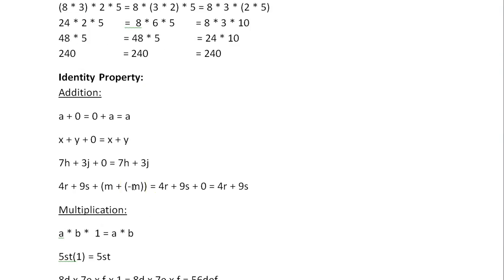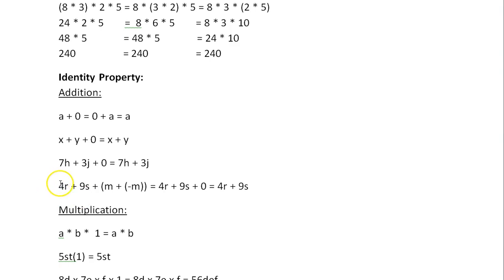Okay, moving right along, we're going to have our identity property, and here's a case where we go ahead and add. I've got a plus 0 and 0 plus a equals a. Here I have x plus y plus 0 is going to give me back my x plus y in the end. Again, here I've got a case where I've got my 7h plus 3j plus 0 is going to get me my 7h plus 3j. Okay, up until this point, everyone's like, yeah, we all know that. That's obvious.